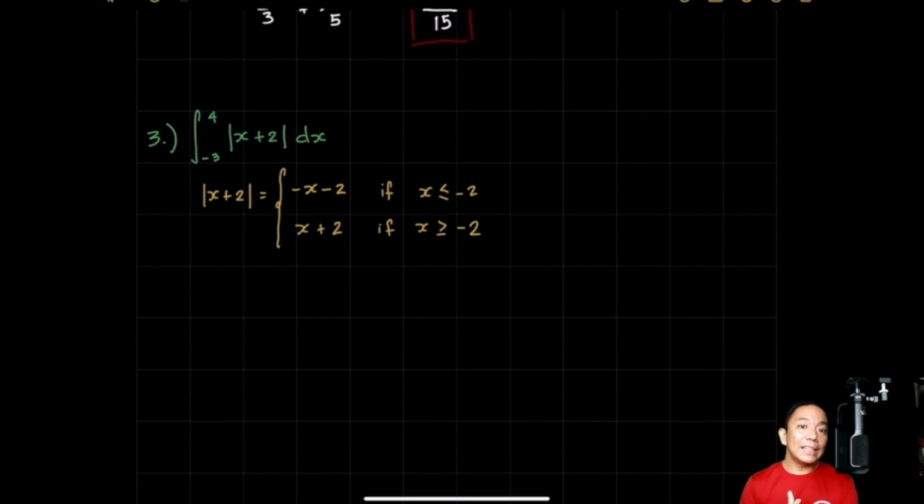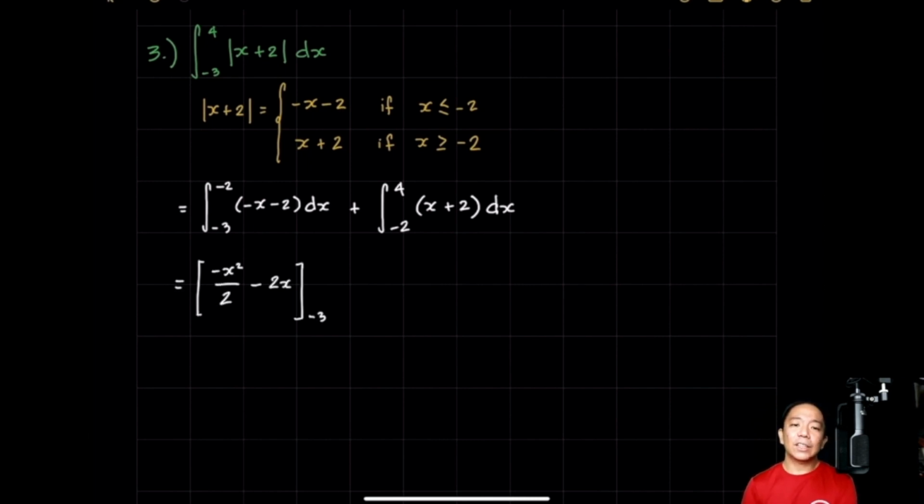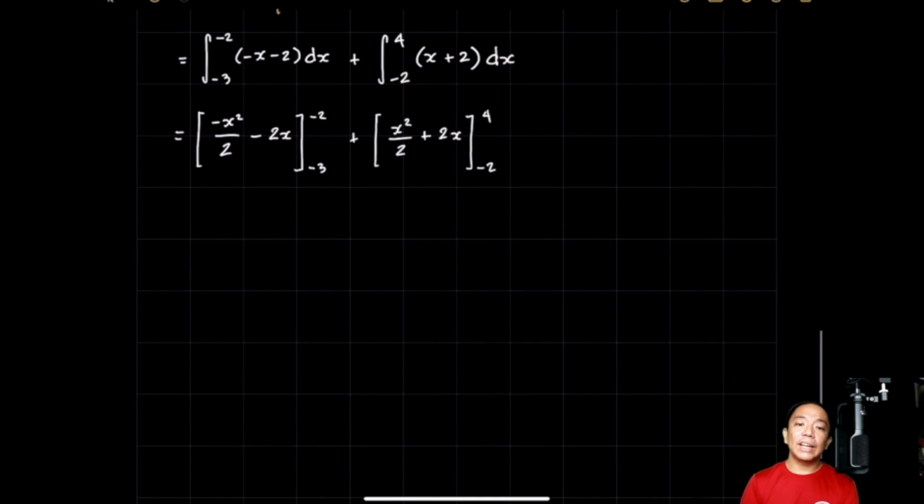Then we'll rewrite our integral as the sum of the definite integrals from negative 3 to negative 2 of negative x minus 2, plus the definite integral from negative 2 to 4 of x plus 2. So, an antiderivative of negative x minus 2 is negative x squared over 2 minus 2x. We'll evaluate it from negative 3 to negative 2. One antiderivative of x plus 2 is x squared over 2 plus 2x, which we'll evaluate from negative 2 to 4 naman.